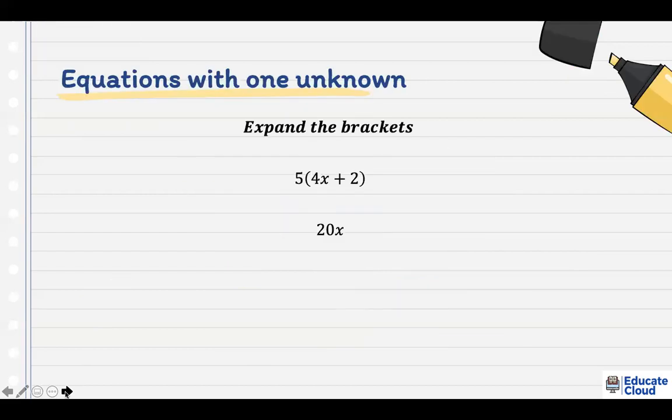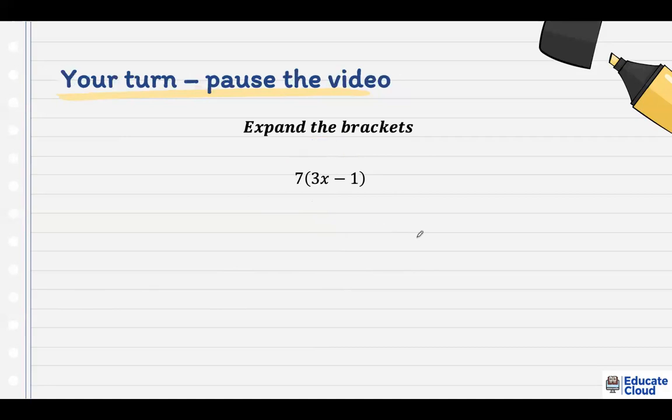So when we are expanding brackets, the first thing we're going to do is expand out the first bracket, which will do 5 times 4x, which is already 20x. So 5 times 4x gives us 20x. And then we're going to do 5 times 2, which is going to give us 10. So our answer is just 20x plus 10. So pause the video, have a go.